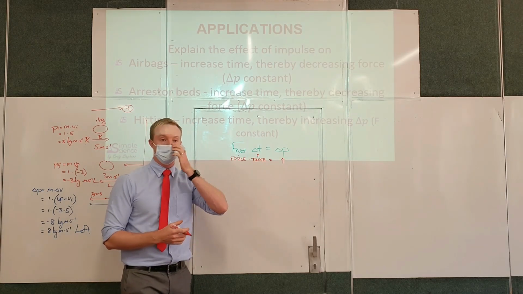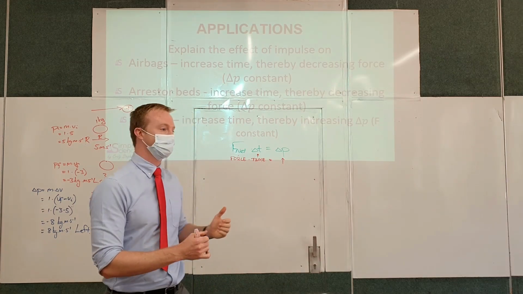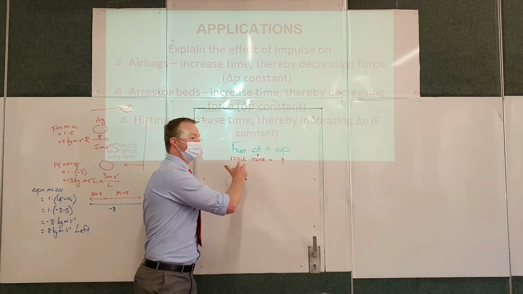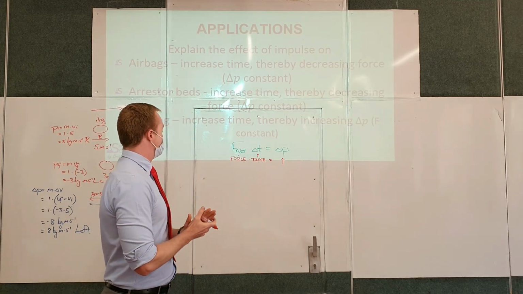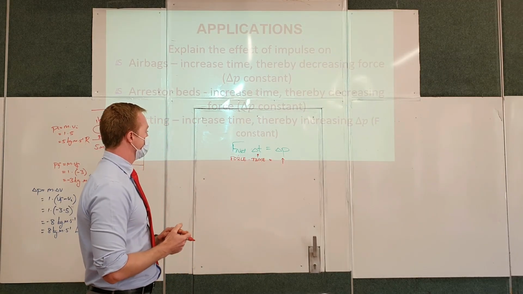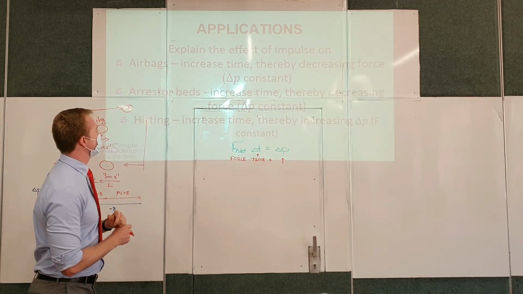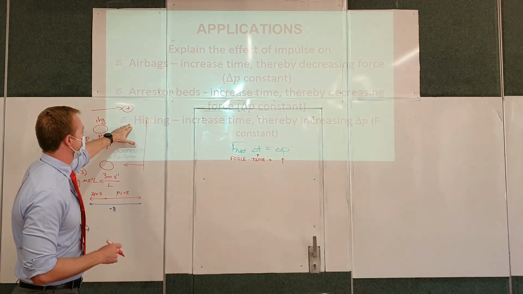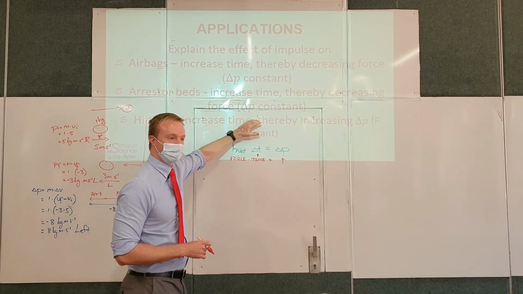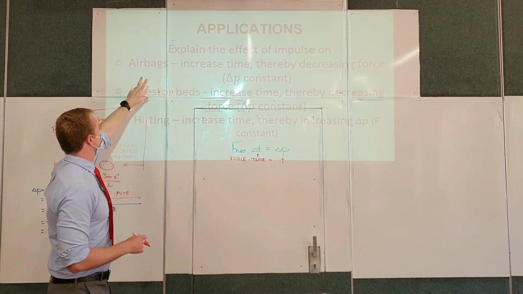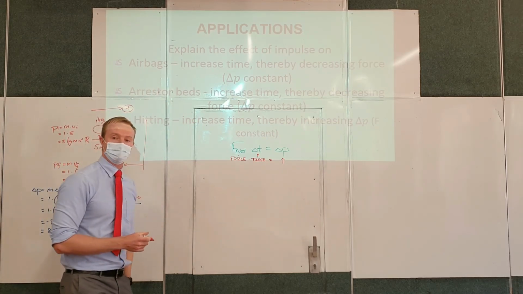Right, so that is the one application for impulse, right? Where we explain various things. Actually, let's stop at that example. The second type of application is airbags or arrestor beds. Okay, so I've just explained hitting: increase the time, thereby you increase the change in momentum. So I've explained the third one. The next 2 are fairly similar, airbags and arrestor beds.